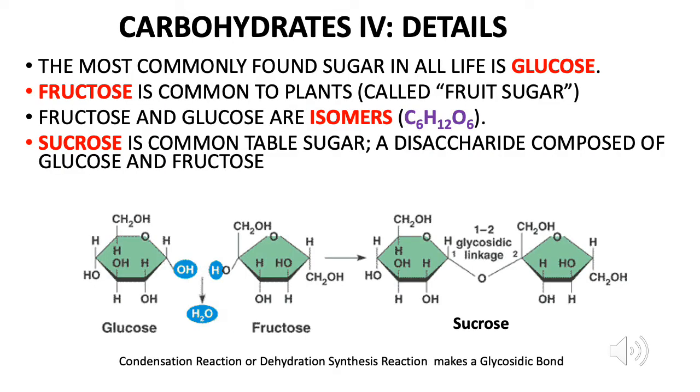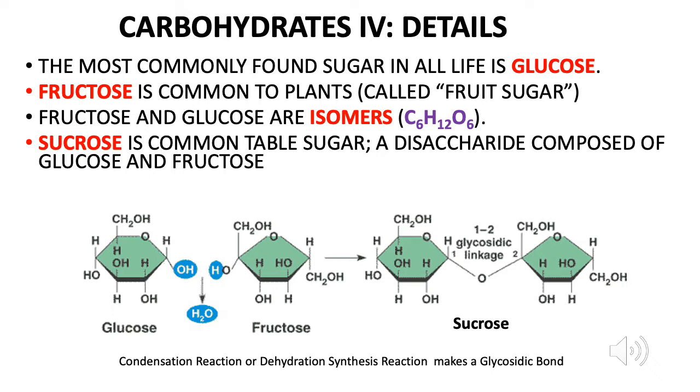If you take a close look at this particular slide, it documents some content that we've already mentioned. Probably the most important bit here is something that I did not fully explain. I did mention that glucose and fructose have a chemical composition that is similar to one another. Matter of fact, identical to each other. The most commonly found sugar in all of life is glucose. Fructose is common to plants.